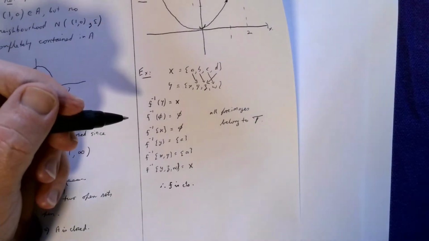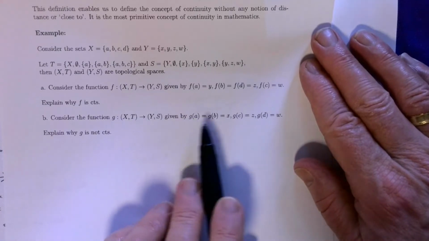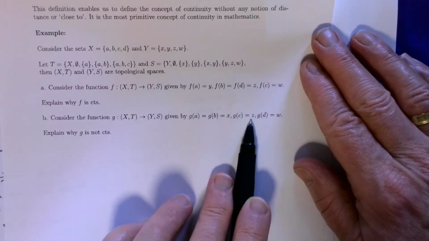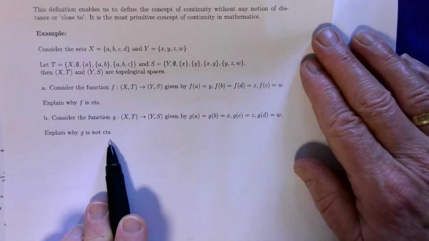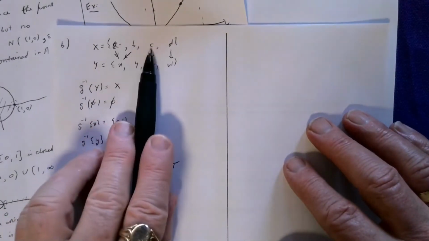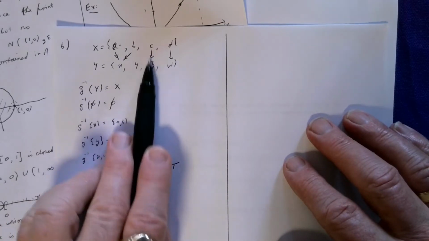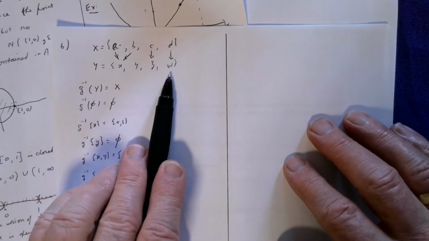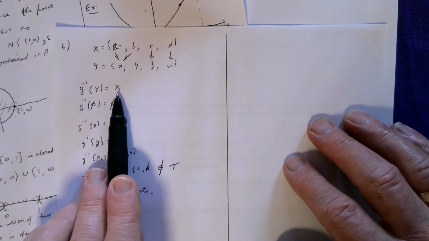Now on the other hand, if we look at this function g, same X, T, Y and S, this time g of a and g of b are x, g of c is z, and g of d is w. We want to show that g is not continuous. So in this case we're going to do a similar thing. There's my X, which is a, b, c, d. Now g of a was x, g of b was x, g of c was z, g of d was w. If we take the pre-image of all of these, we get a, b, c, d. That's back to X again.